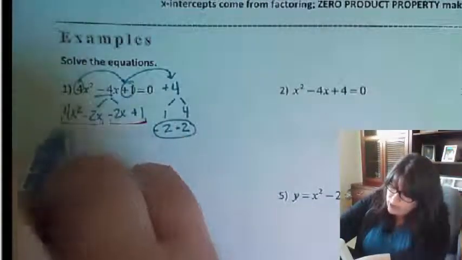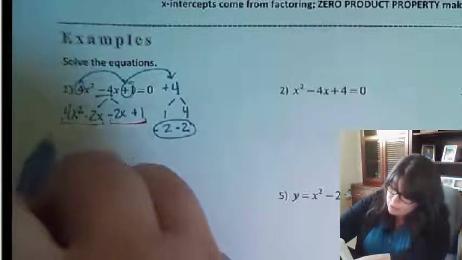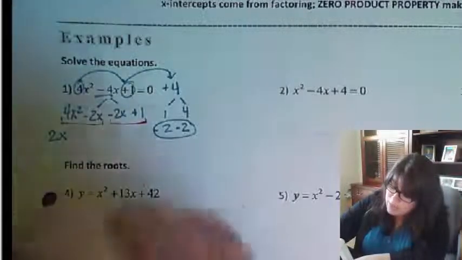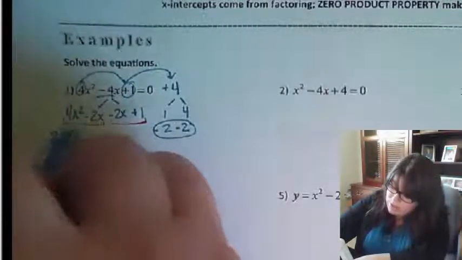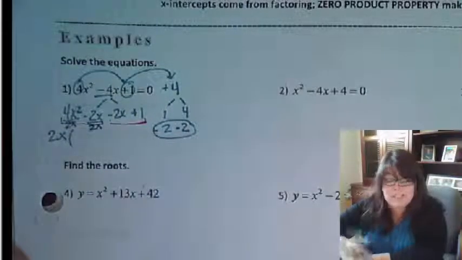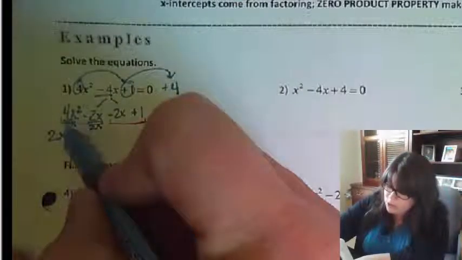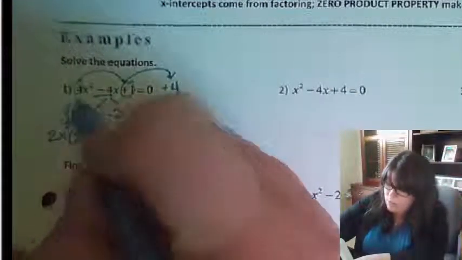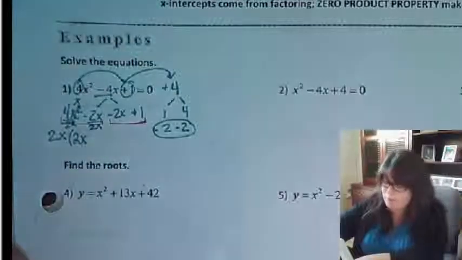So from 4 and 2, the common factor is 2. X squared and x, I can pull out one of the x's. And then what's left over? Well, I'm going to have to divide to find out. Divide and divide by 2x. So let's see, 4 divided by 2 is 2. X squared divided by x, one of those will cancel, and there will be one x left over.